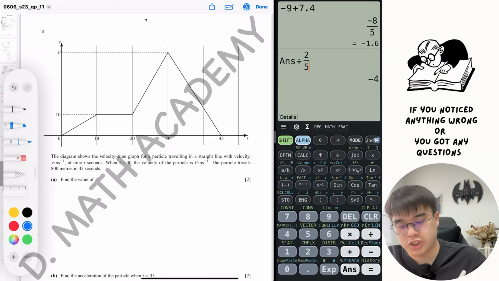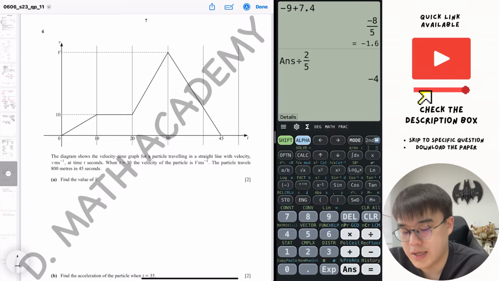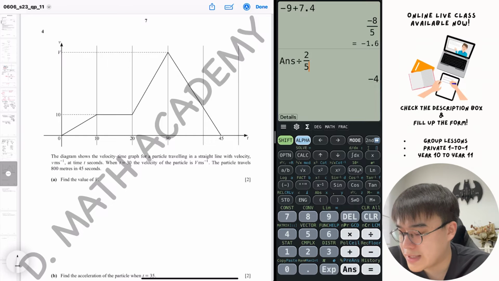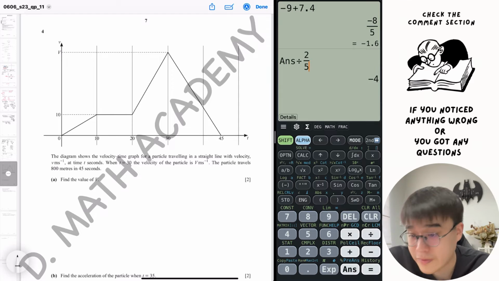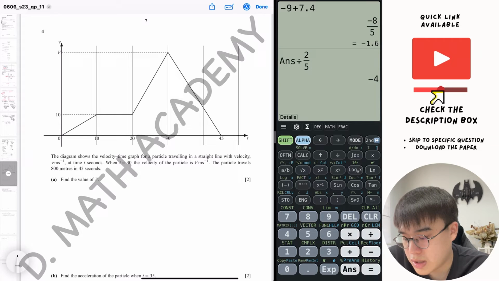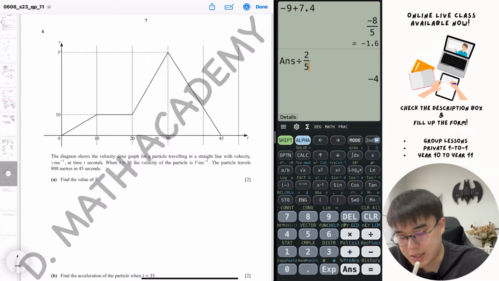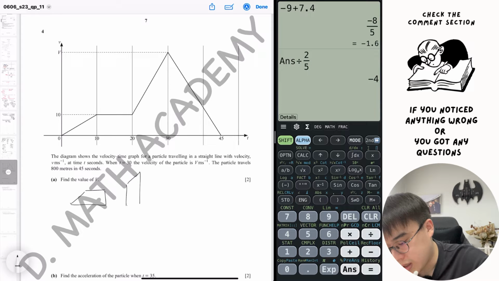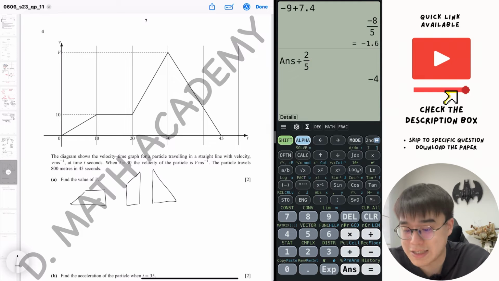Moving on to question 4, we have a velocity time graph here, and they want us to find the value of v. The good news is that since it's a velocity time graph, the area of it will be the distance traveled, and they gave us 800 here. So if that's the case, we pretty much have all the information that we need. It can be broken down into 3 separate parts: 1 triangle and 2 trapeziums here.